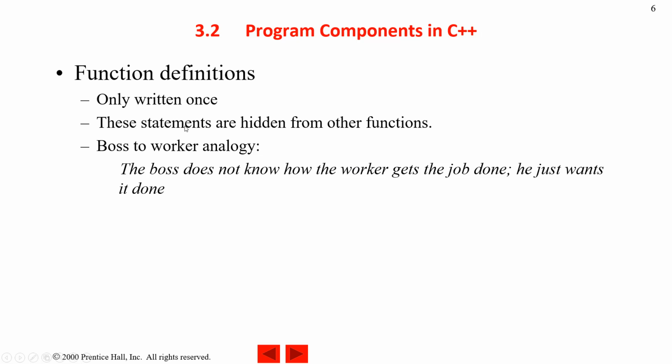So the idea here, as I said before, is that the function is written once and it can be used many times. And these statements are hidden from other functions. So whatever is inside one function is hidden from another function, including the main function. Main is also a function. It's just the boss function. It's the master function, because the control of the program goes to main.